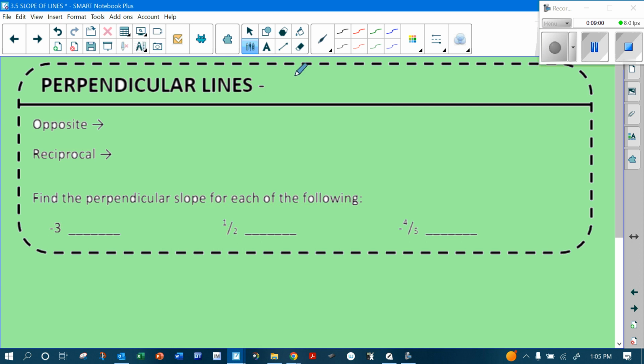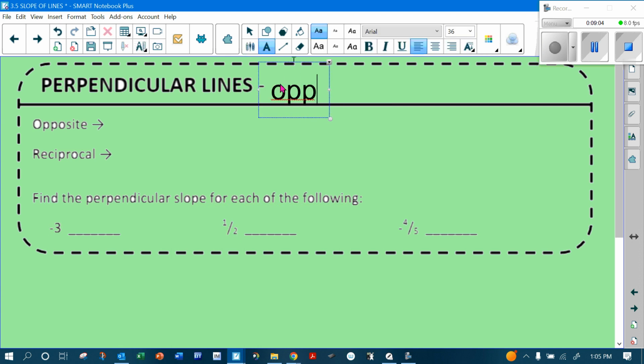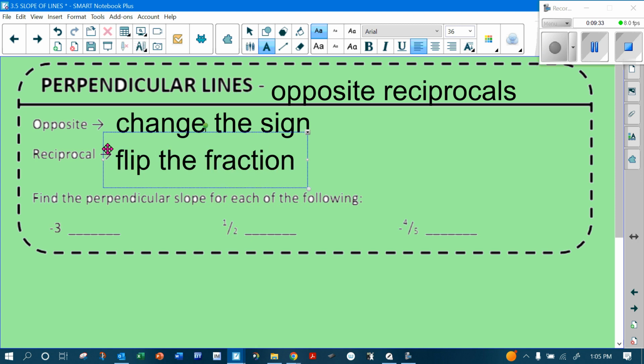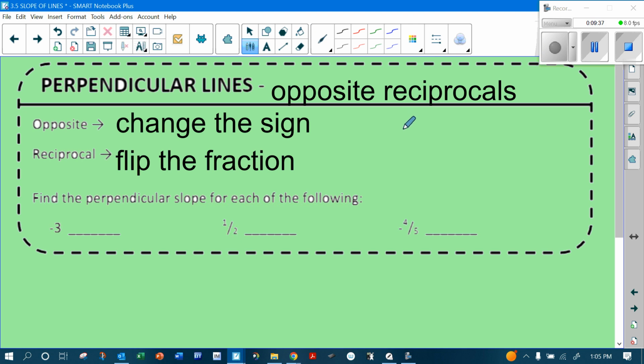Okay, perpendicular lines. Perpendicular lines have slopes that are opposite reciprocals. What that looks like is they get flipped. Opposite means to change the sign, and reciprocal means to flip the fraction. So if you've got, let's say, our slope is b over a, then your perpendicular slope is going to be, change the sign, since this is positive, this one will be negative, and then flip the fraction, so a over b. So that's what it would look like with any number, okay?